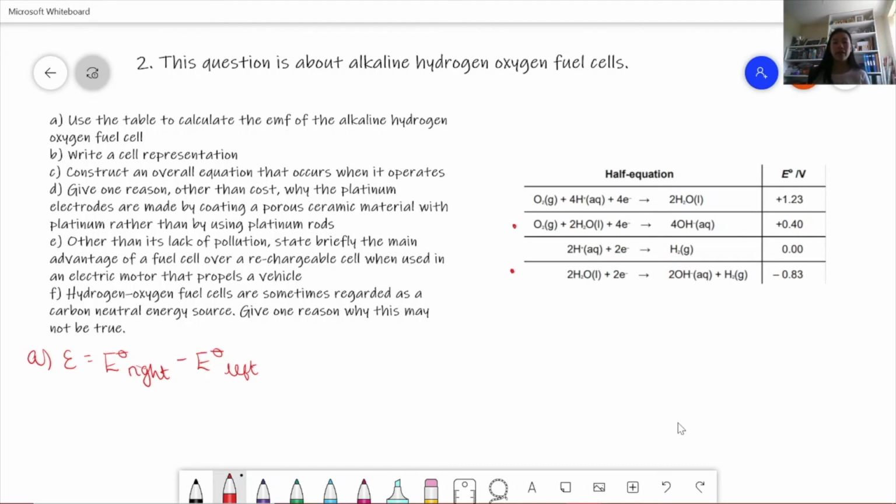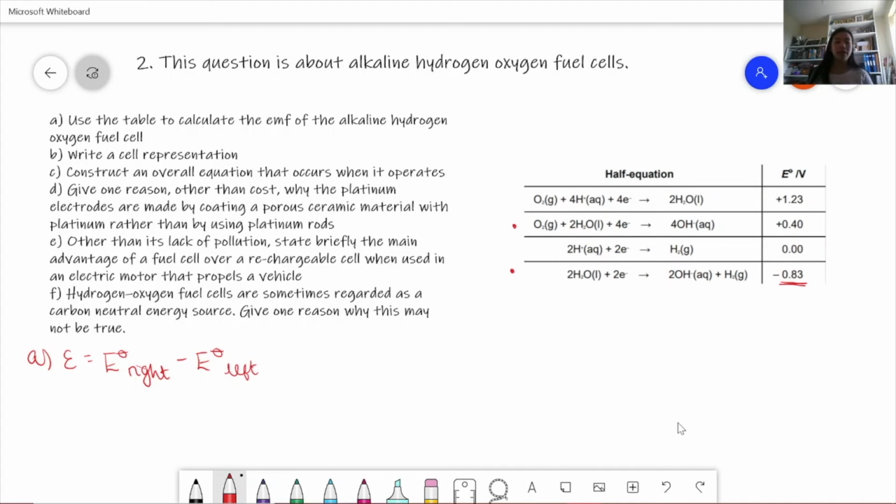And what we do now is we think which one is being reduced and which one is being oxidized. Well, one thing to note is that this table is actually not the electrochemical series because they've written it the other way around. And so it's very important to spot that the most negative is actually on the bottom, because that can trip you up.